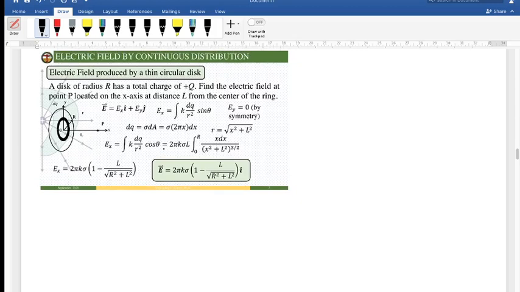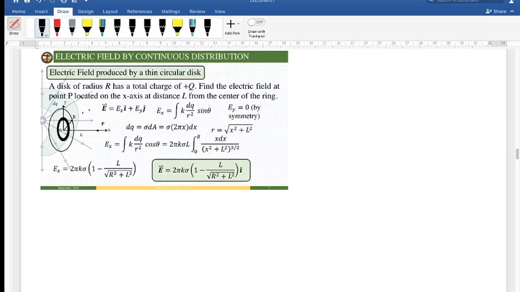So thin meaning it has no thickness. Okay, so that is why in this problem we can let our ring be approximately a surface. So meaning we will not dwell on the volume charge density. Okay, so we just have to stick with surface charge density. So our problem states that a disc of radius r has a total charge of positive q. So find the electric field at point P located on the x-axis at distance L from the center of the ring.